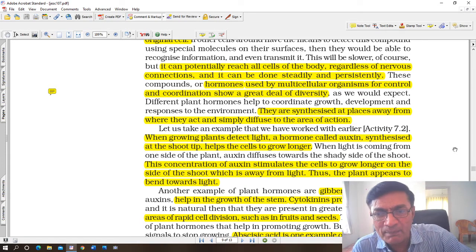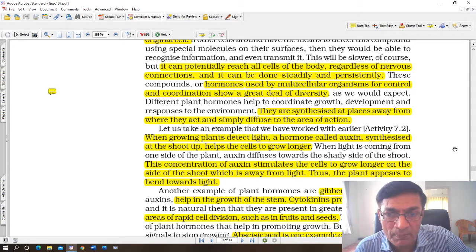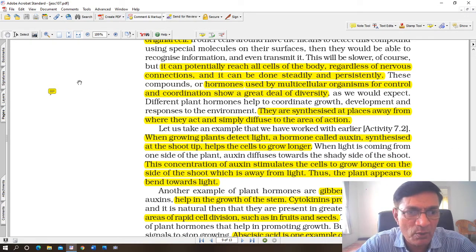Let us take an example that we have worked with earlier. When growing plants detect light, a hormone called auxin, synthesized at the shoot tip, helps the cells to grow longer.